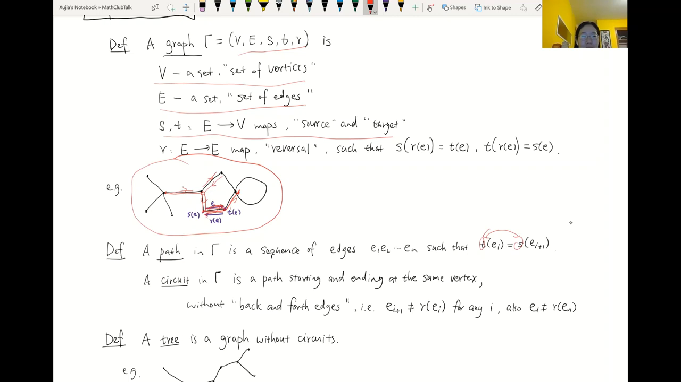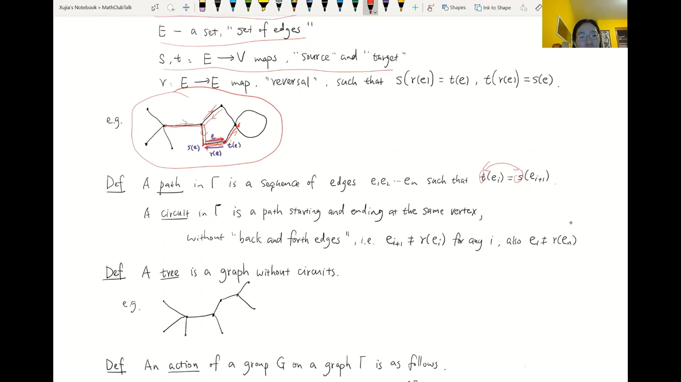And a circuit is a path which starts and ends at the same vertex. We also require it not to have any back and forth edges. What is a back and forth edge? This is an edge, and you have a path that goes here and goes here. You cannot immediately go back. If you go back immediately, let's call it a back and forth edge. We do not allow such things.